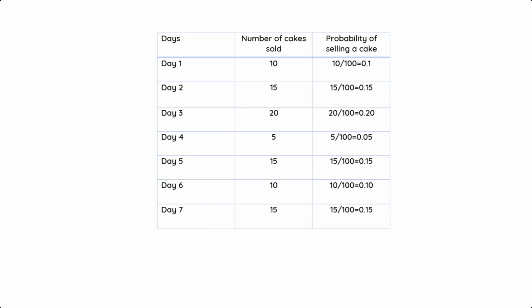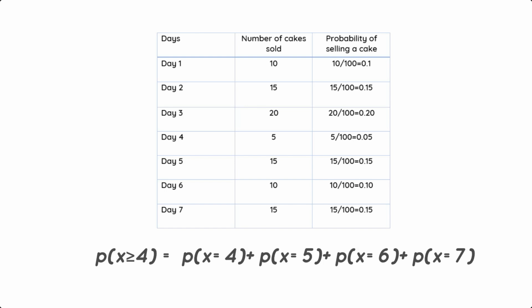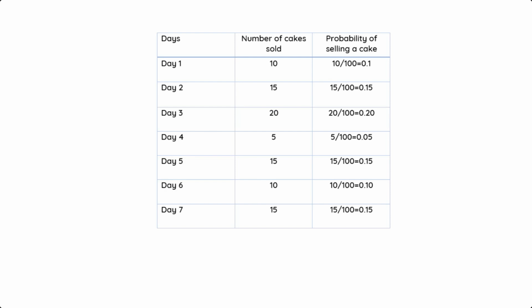We can also use this idea to solve the question: the probability that X is greater than or equal to 4. So the probability that X is greater than or equal to 4 is equal to the probability of X equals 4 plus X equals 5 plus X equals 6 plus X equals 7. That is, we are summing from 4 to 7. But this can also be written as 1 minus the probability of X equals 1 plus X equals 2 plus X equals 3. That is, the probability that X is greater than or equal to 4 is equal to 1 minus the probability that X is less than or equal to 3.